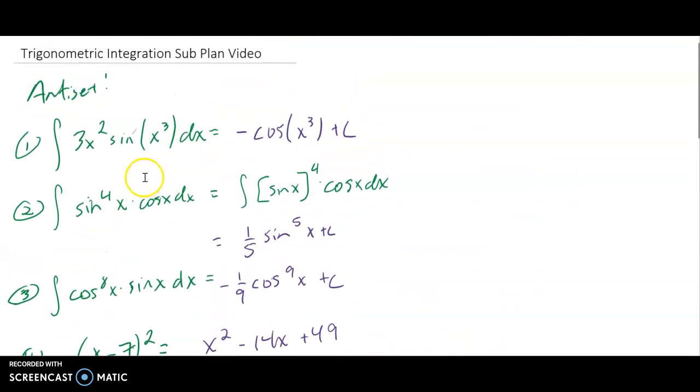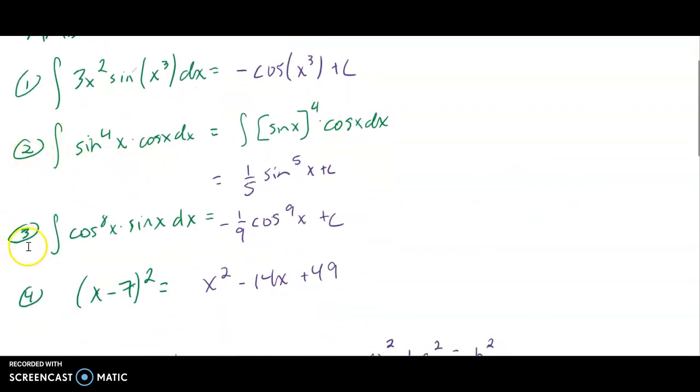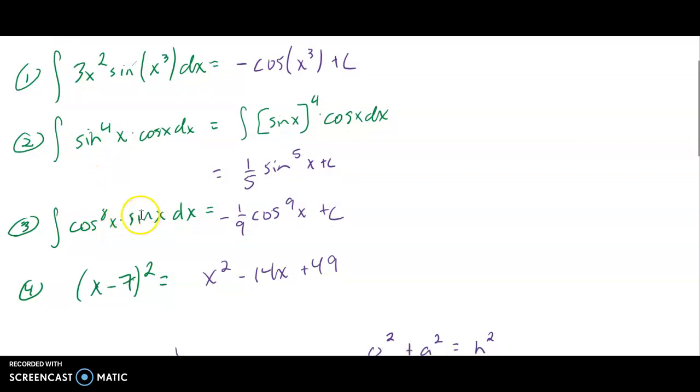Up here, in numbers 2 and 3, I had the du for the sine. Cosine was the du of the sine. I had the du of the cosine for number 3. Sine was the du for the cosine. So the key here is that I had my cosine to the first power, so I could do an easy u sub. Same thing here, sine to the first power.